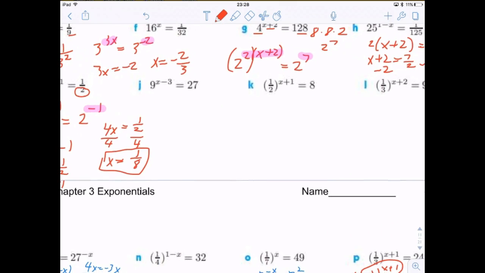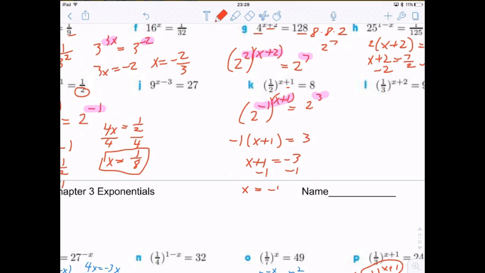Okay. I got 1/2 to the x plus 1 equals 8. 8 is equal to 2 to the 3rd. 1/2 is 2 to the negative 1. To the x plus 1. Now I'm going to set this exponent equal to that one. So negative 1 times x plus 1 equals 3. Divide both sides by negative 1. X plus 1 equals negative 3. Subtract 1 from both sides, we get x equals negative 4. And I think we're done.